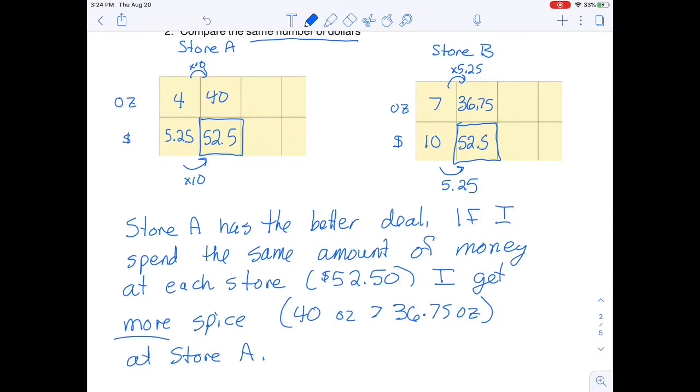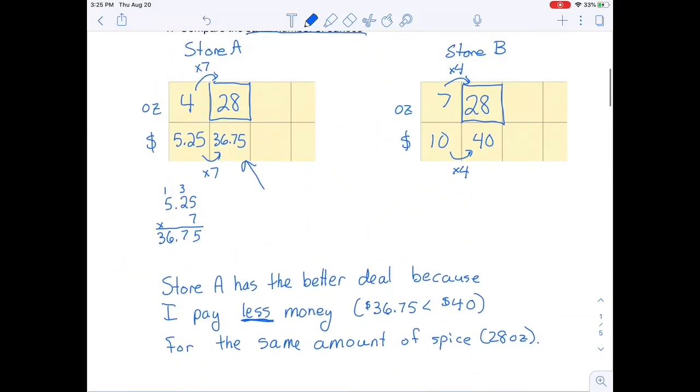In this case, I was looking for the greater value, more spice. So I'd rather get more spice for the same amount of money. Above, remember, I wanted to spend less money to get the same amount of spice. So we can't just rely on our calculated value being greater than or less than. We have to stop and think about the context.